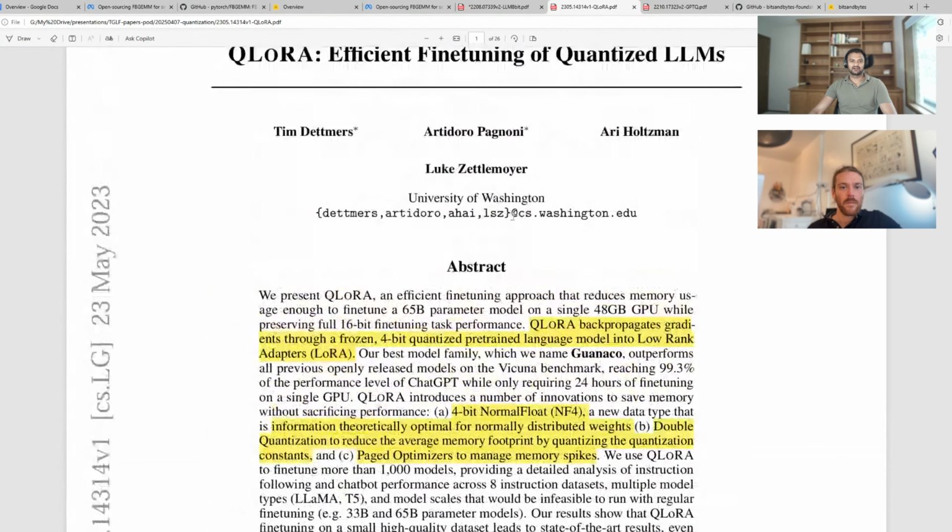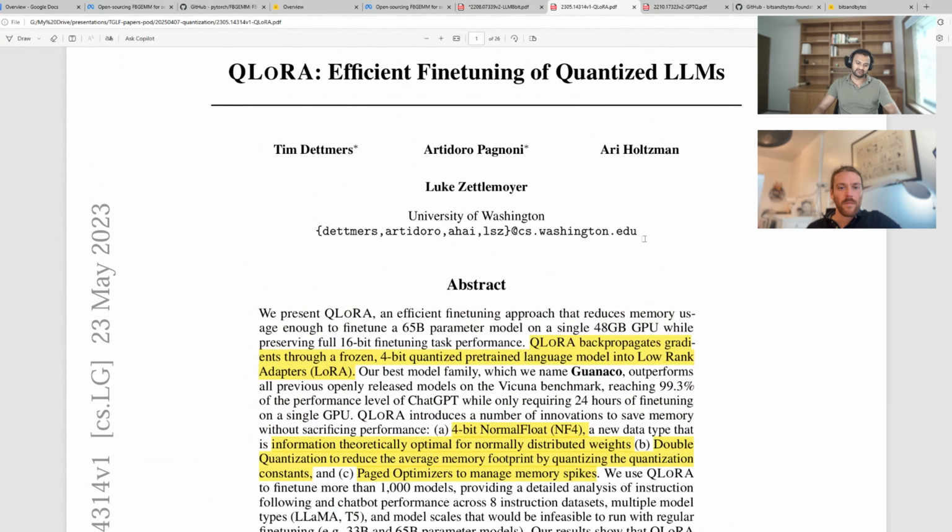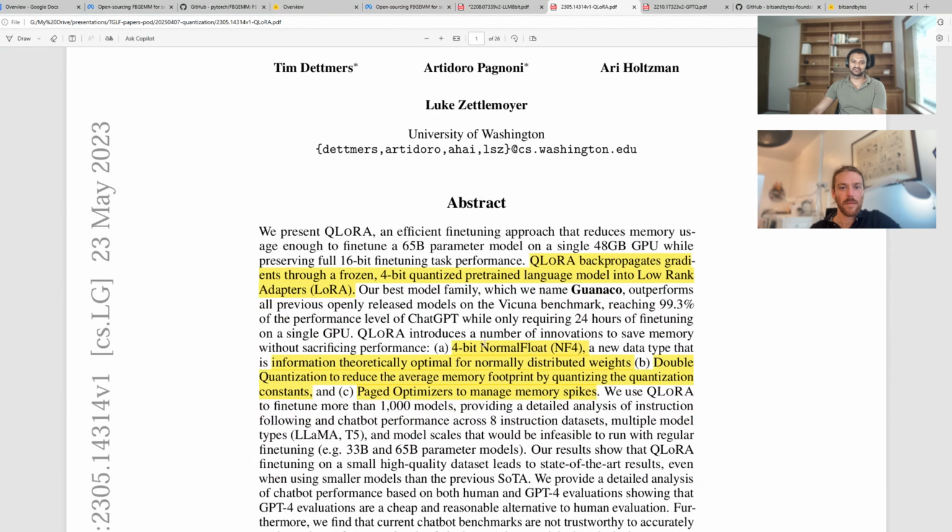This work for me is a progression. When I say progression, the previous work we were looking at 8 bits. Now we are talking about 4 bit. So this is taking it to the next step with 4 bit. In the previous one we were talking about 8-bit integers. Now we are looking at 4-bit floats. And we can kind of guess why.